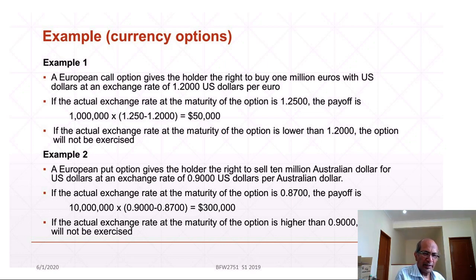If the actual exchange rate at the maturity of the option is lower than 1.2, then the option will not be exercised. But you will be losing the cost you paid to buy that option.